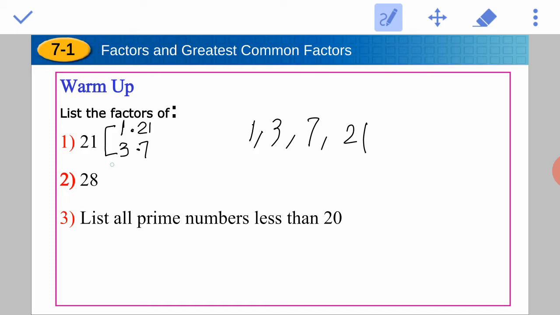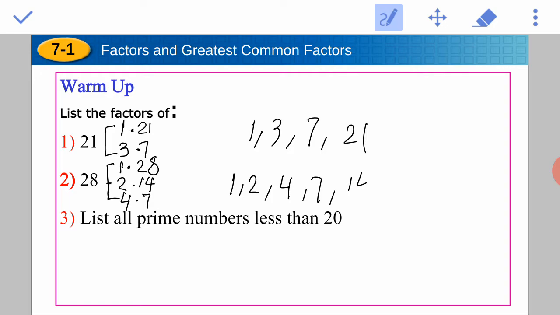When you think about the factors of 28, you will find 28 is 1 times 28. Any number can be factored as 1 times the number itself. It's always like that. Or 2 times 14, or 4 times 7. The list of factors in order is 1, 2, 4, 7, 14, and finally 28. All those numbers are factors of 28.